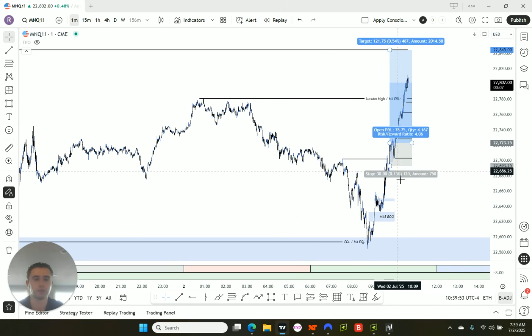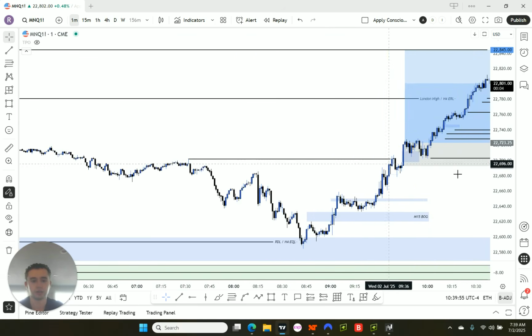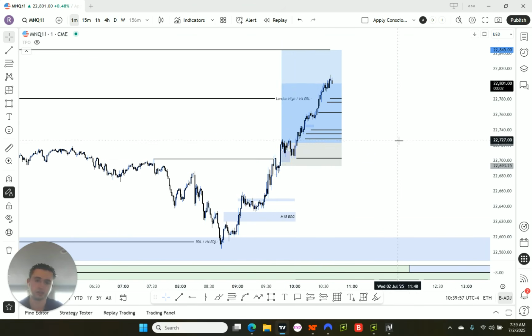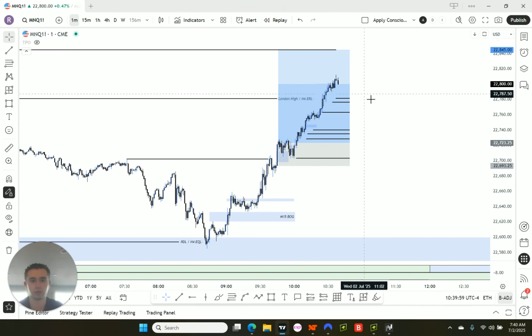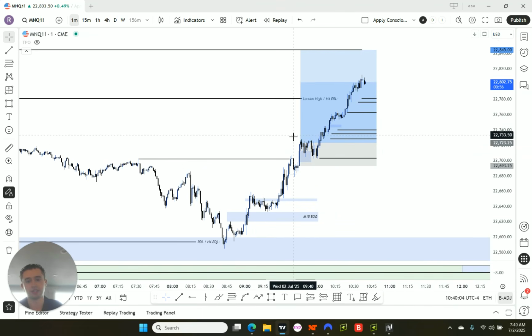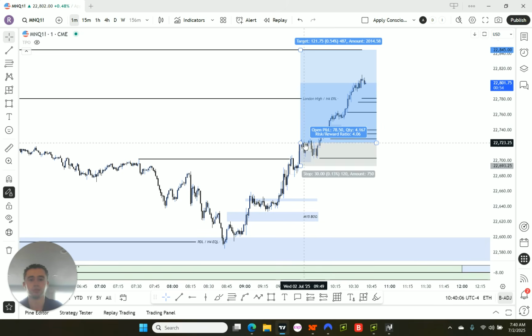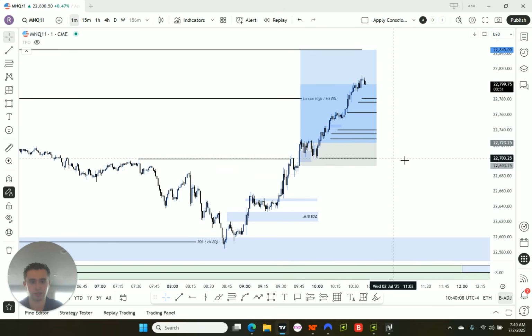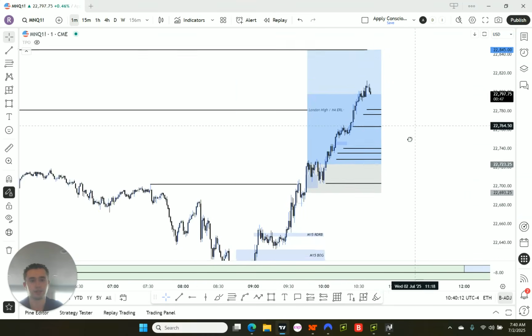I'm evaluating how price is responding to consolidations, how market makers are responding to consolidations, how they're order pairing. I don't know what they're doing or what they will do, but what I can look at is the way that price is responding to highs, lows, and fair value gaps to give me that idea.